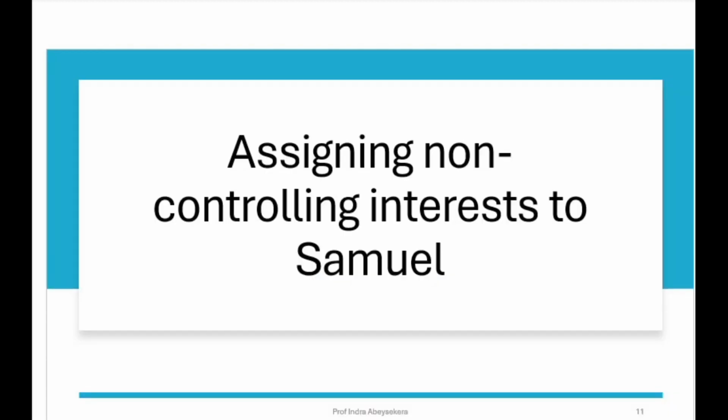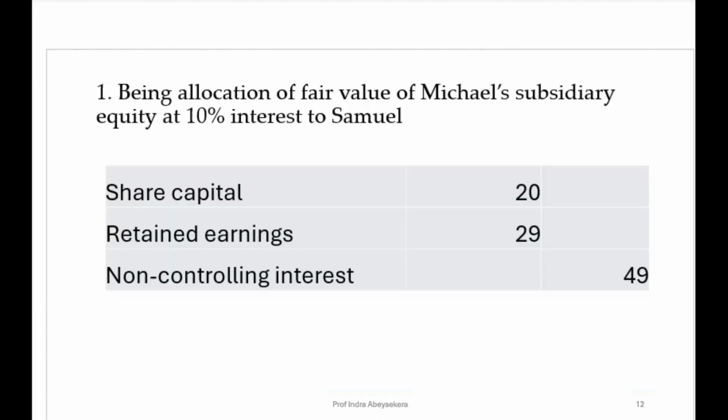So let's look at assigning non-controlling interest to Samuel, or the non-controlling interest. It's assigned in 3 phases. The first is at the date of acquisition. At the date of acquisition, we can see the share capital and retained earnings of 200 million and 290 million, and 10% should be assigned to Samuel, non-controlling interest.